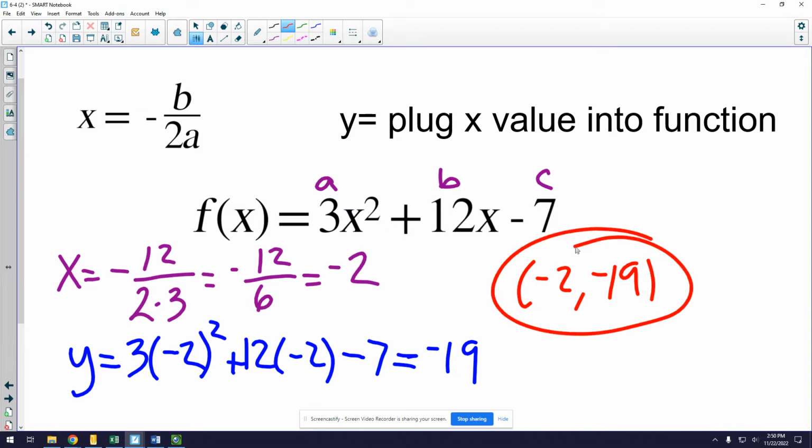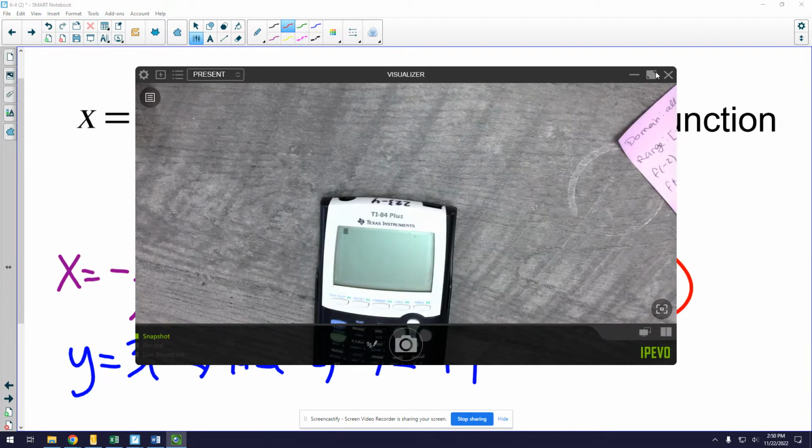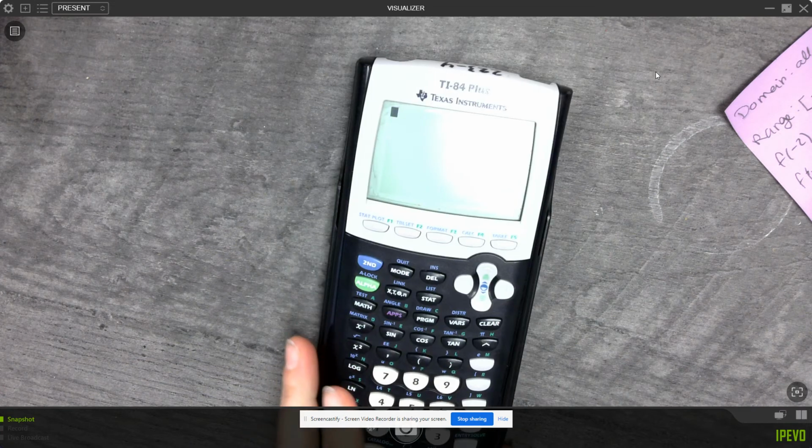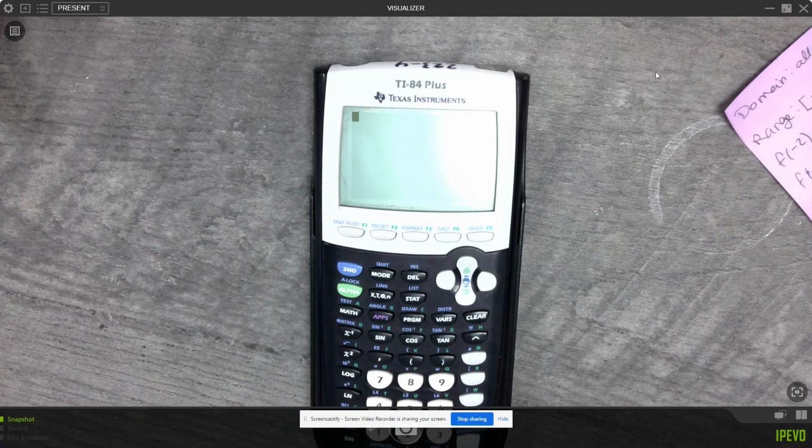All right, now I'm going to show you how to check that on your calculator. Because remember, if you know how to do that, then in the next lesson, you get to just use your calculator. So I know some of you do have different calculators. So if this does not work for your calculator, then let me know and I'll try and figure out how to do it on yours.